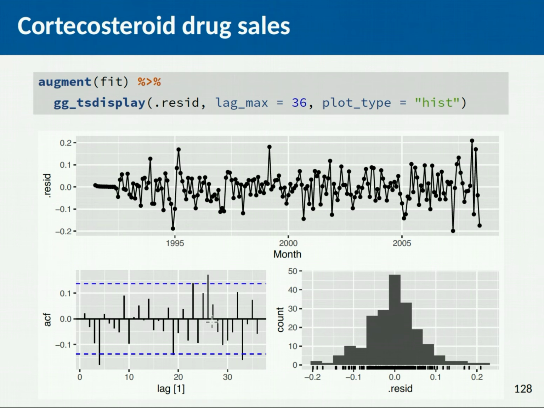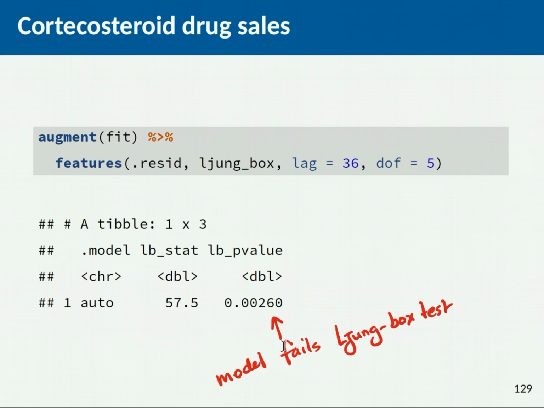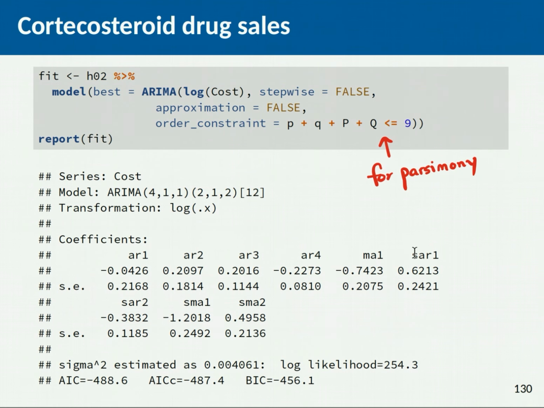There are still spikes that are outside of the Bartlett bands. And again, this is showing you that even with the automatic model, the model fails the Ljung-Box test. Okay, now the next step is we can use these arguments and search over a large class of models: stepwise equals false, approximation equals false.